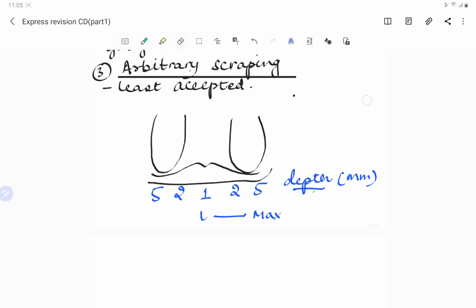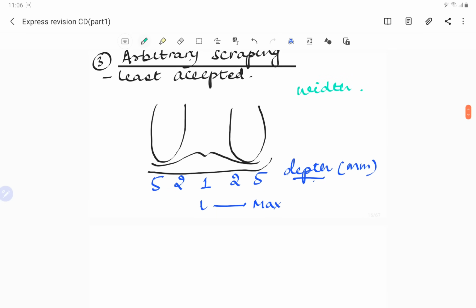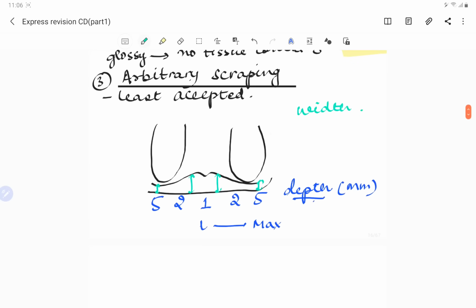This was the depth. Now we are talking about width here. In the hamular area the width is low and here the width is maximum, right. So the lowest is going to be here, 2 and 2. Then we have got 6 maximum and then in the middle is 4. So this is the width in millimeters.